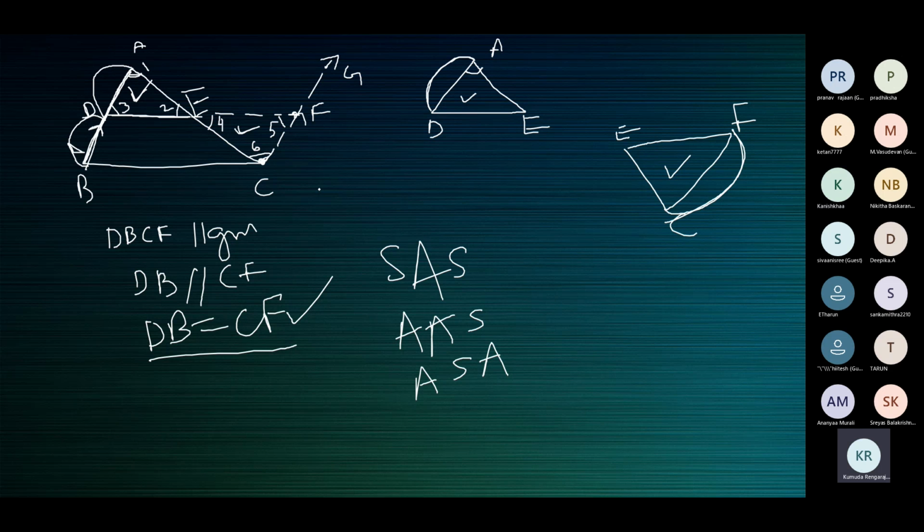AC is a transversal, very good. So parallel line, transversal, parallel line. Here are the angles, angle 1 and angle 6. Alternate interior angles are equal.